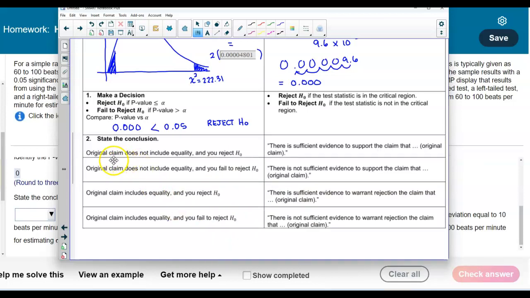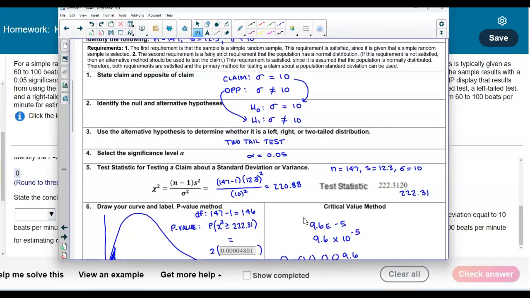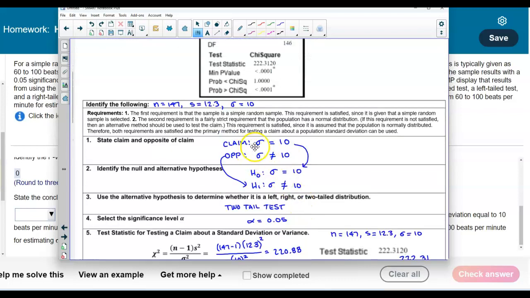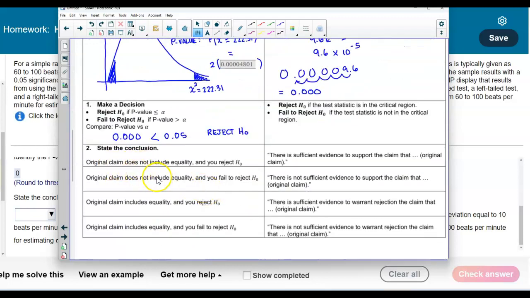So we need to go back and take a look at the original claim and then decide which conclusion that we want to use. So when we come back up at the original claim, you can see that the original claim included the equality sign. So therefore, in the first two, it says original claim does not include equality. Well, it does, so we're going to eliminate those two. And there we said that the original claim does include equality, and now we rejected the null. So that means we're going to use this scenario, and therefore we're going to say the following. We're going to say we're going to reject the null hypothesis, and then there is sufficient evidence to warrant rejection.